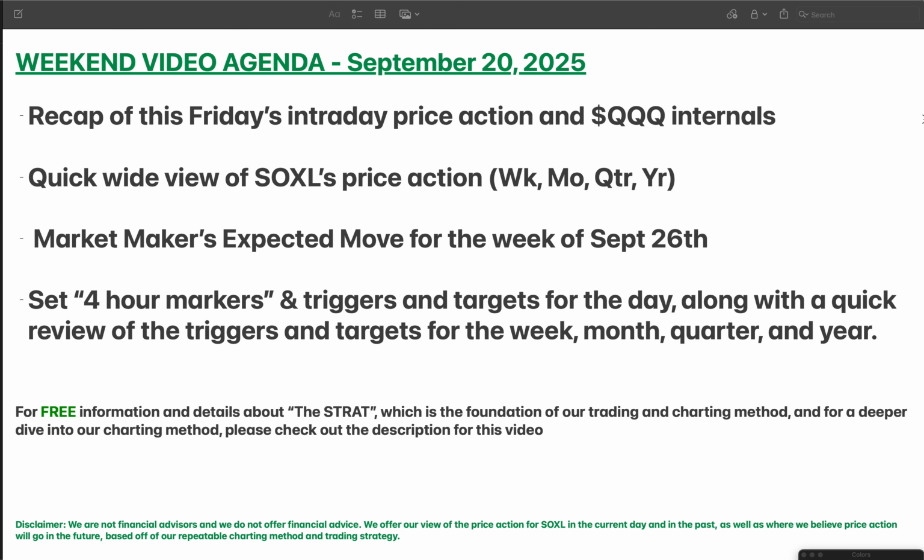For today's video, we're going to recap Friday's intraday price action as well as the QQQ internals and take a quick look at things from a week, month, quarter, and year perspective. We'll go over the market maker's expected move for this coming week, the week of September 26th. And then we will set our 4-hour markers and triggers and targets for the day. And then we'll review the triggers and targets for the week, the month, the quarter, and the year.